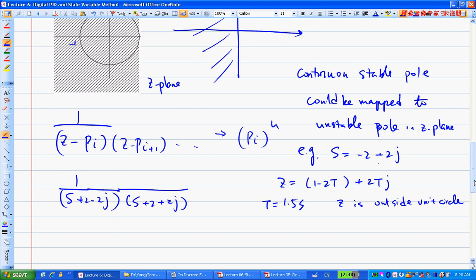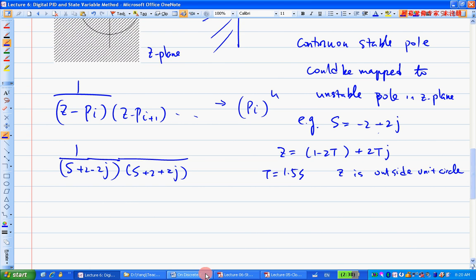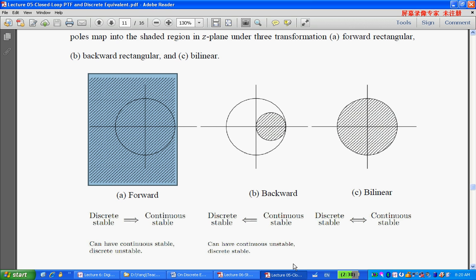Now take a look at Tustin. If you look at the lecture notes, for Tustin the left side of the S plane is mapped exactly to the inside of the unit circle in the Z plane. Tustin is also called bilinear. So Tustin has this neat one-to-one kind of mapping. This is why the Tustin approach is used a lot in discrete equivalence when you're converting a continuous controller to a discrete controller.